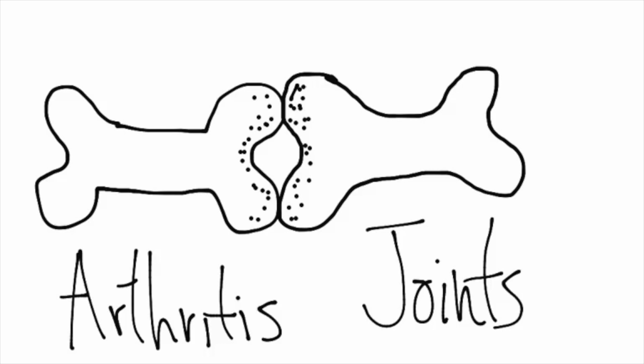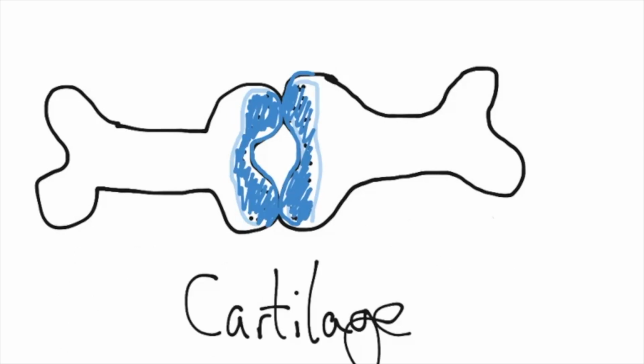So this rough, hard surface is not ideal for our joints, and so our body has come up with an ingenious way to address this issue. It coats the ends of the bones where they meet up with cartilage, and the purpose of cartilage is to provide an extremely smooth surface so there's no friction and no inflammation. Our cartilage is so smooth that it actually generates less friction than rubbing two ice cubes together.